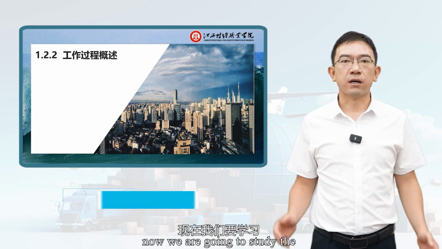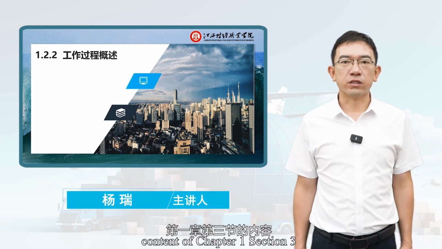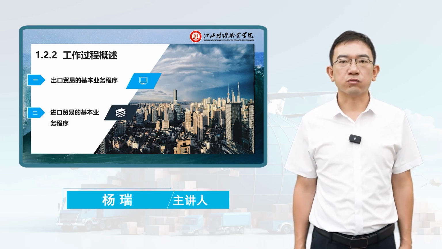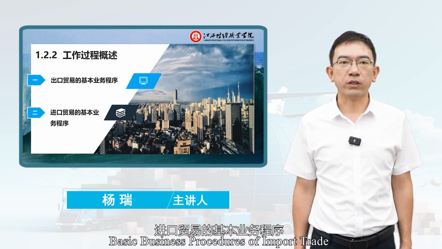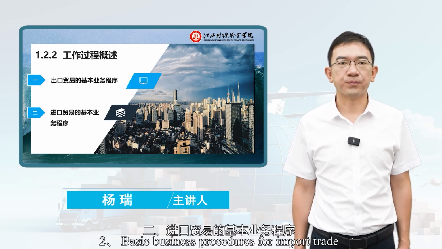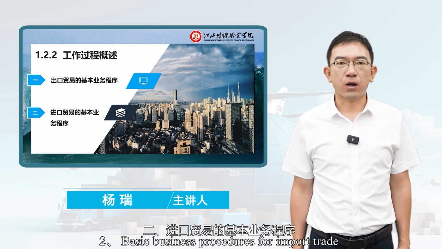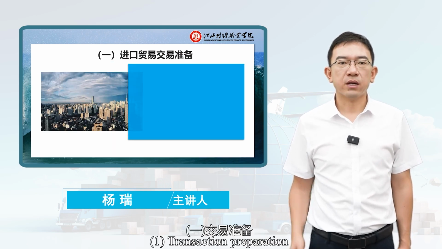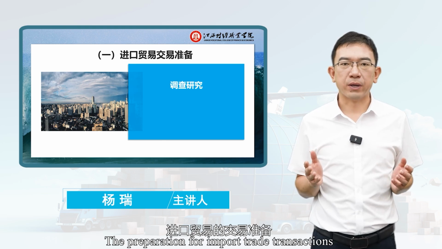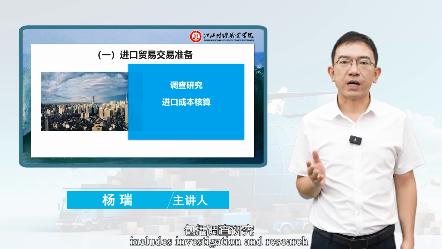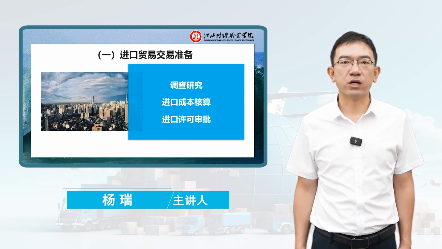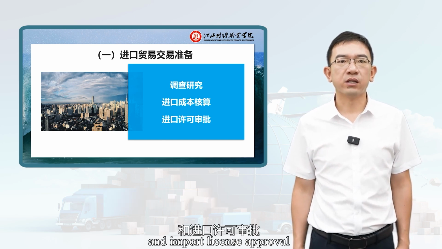Hello everyone, now we're going to study the content of Chapter 1, Section 3, Overview of the Work Process, Basic Business Procedures of Import Trade. 2. Basic Business Procedures for Import Trade. 1. Transaction Preparation. The preparation for import trade transactions includes investigation and research, import cost accounting, and import license approval.